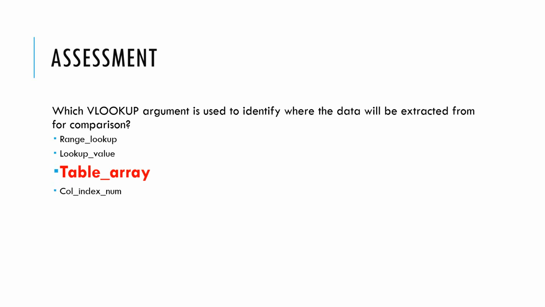So the lookup value is the value that you're trying to compare. The table array is the full data sheet that you're extracting your comparison values from. Does that make sense? Or are you still confused? Okay.